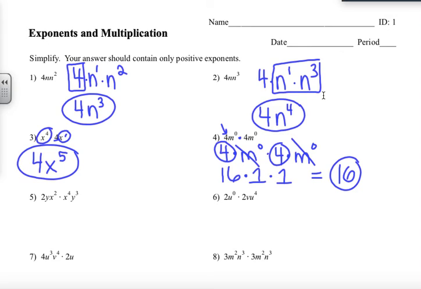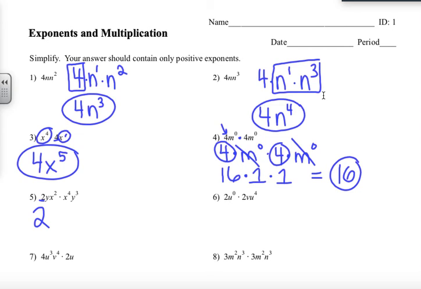We're going to do one more together, and I'm going to have you guys work on the rest with your group members at your tables. So number 5, things are starting to get a little bit more interesting. This is 2 times y times x squared times x to the 4th times y to the 3rd. First thing, looking at the coefficient numbers, which are the numbers in the front, I only have 2. There's nothing to multiply with that, so I know the answer is going to be 2 here to start.